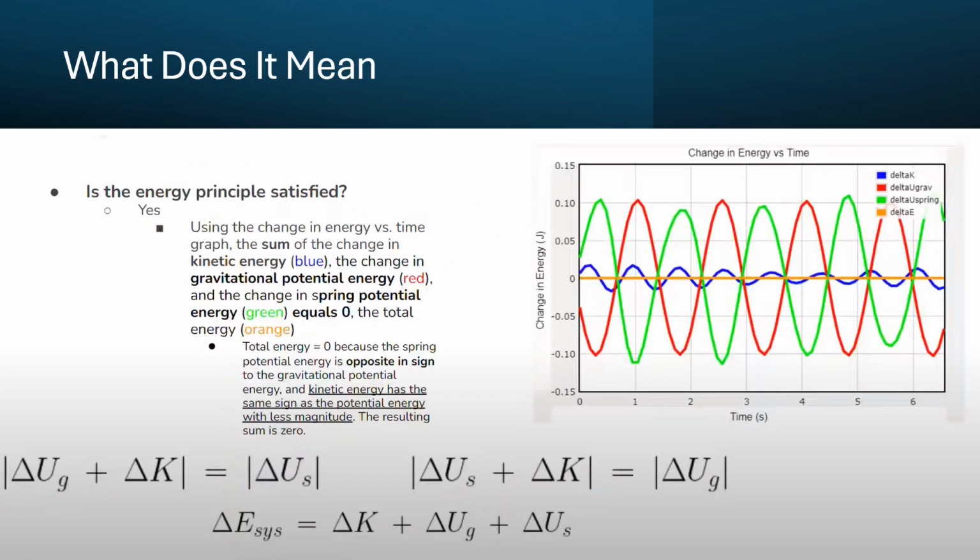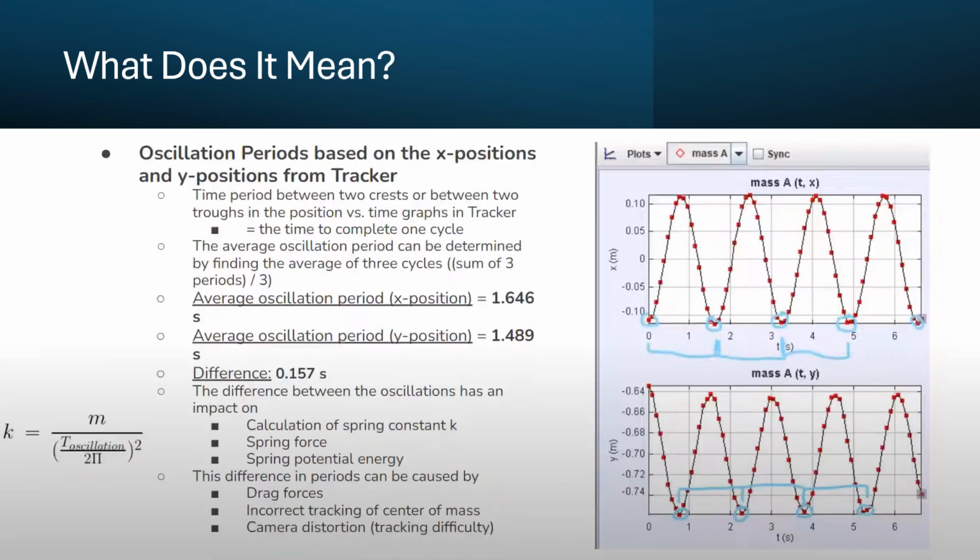Energy principle satisfied? Yes. Using the change in energy versus time graph, the sum of the change in kinetic energy, the change in gravitational energy, and the change in spring potential energy equals 0. The total energy is the orange line in this graph. The total energy equals 0 because the spring's potential energy is opposite in sign to the gravitational potential energy. And below we have the formula for that.